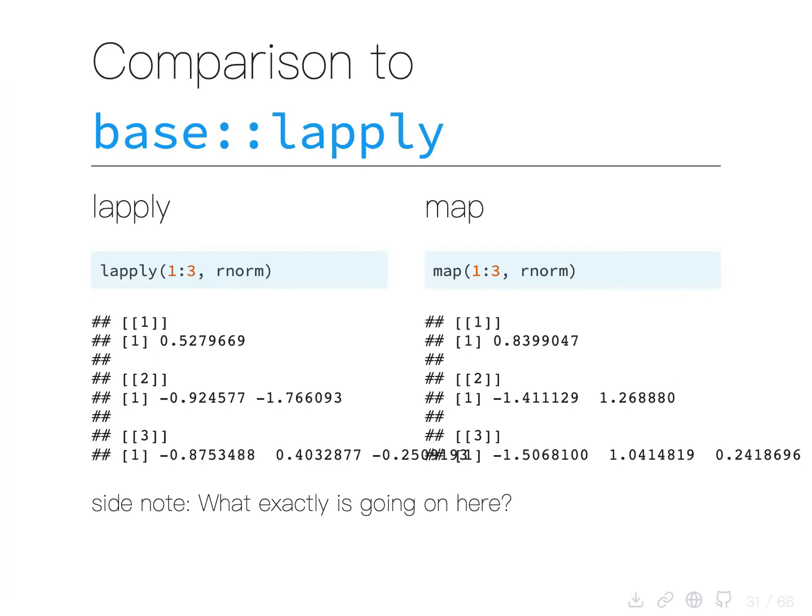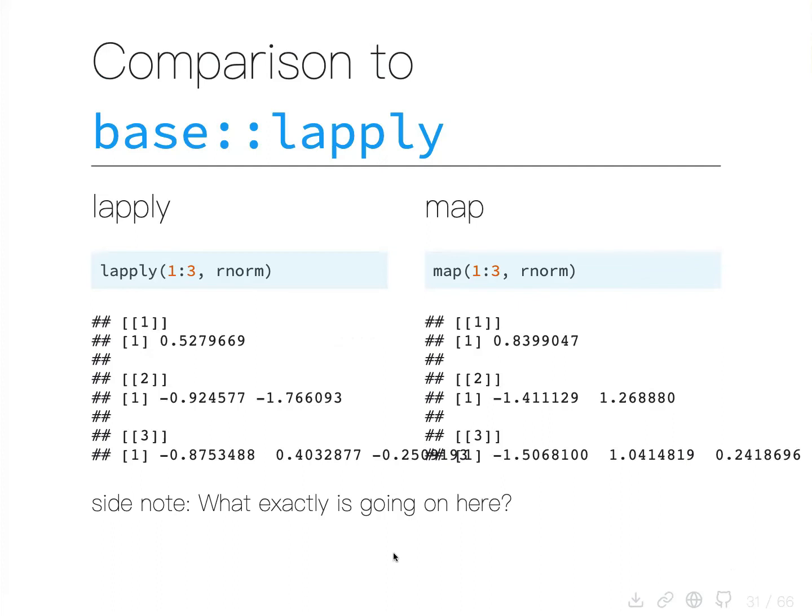It's essentially, so 1 to 3 is a list, right? And it's feeding 1 into rnorm, and then 2 into rnorm, and then 3 into rnorm. And each time it's going to the first argument of rnorm, which is the n. The other arguments are set by default, so the mean is set at 0, the standard deviation is set at 1. So we're getting 1 pull from that distribution the first time, 2 pulls the second time, 3 pulls the third time.